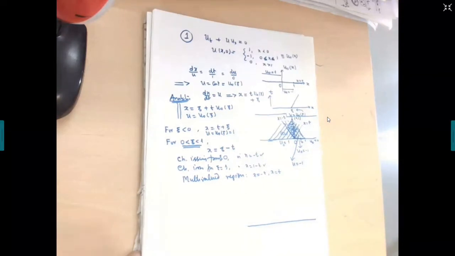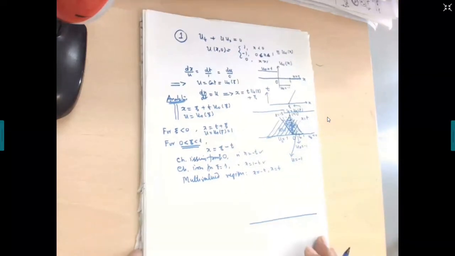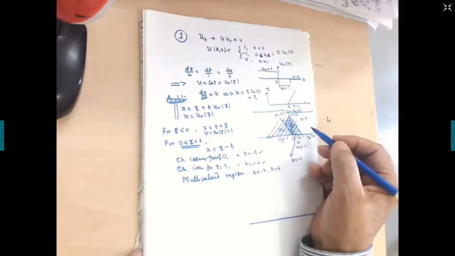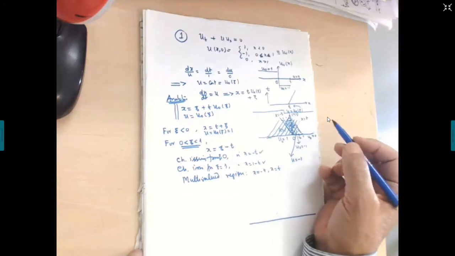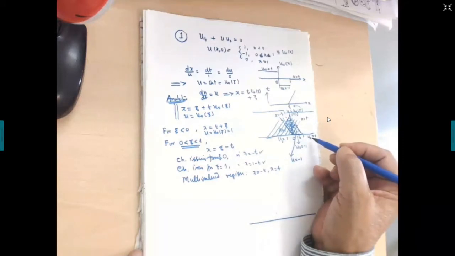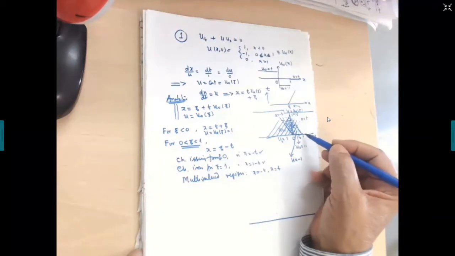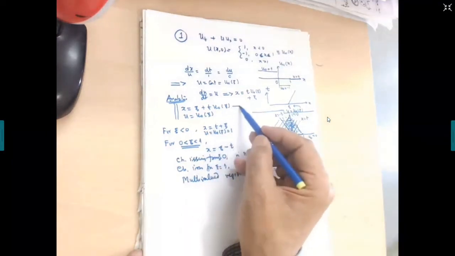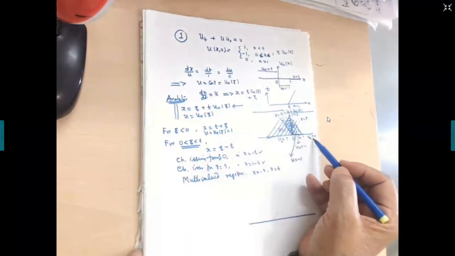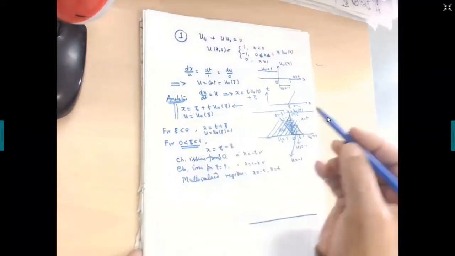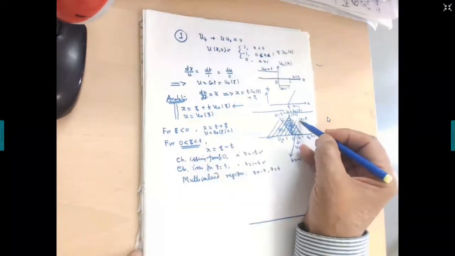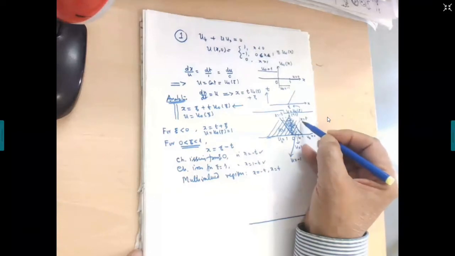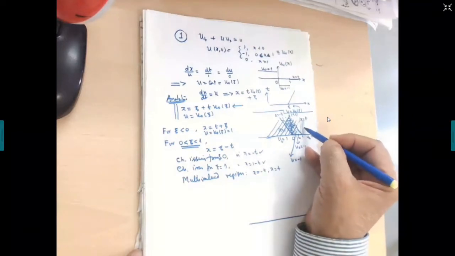What are the characteristics? Characteristics are vertical lines, x is equal to xi. The characteristics issuing from this part of the real line, here u is equal to 0. And if u naught is equal to 0, then x is equal to xi. These are the characteristics issuing from this part of the real line.